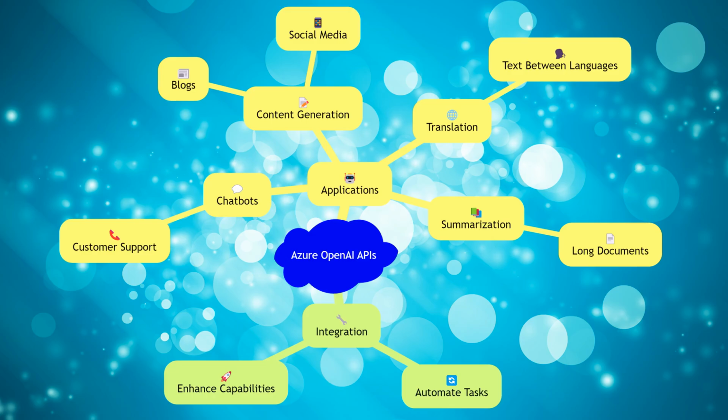Azure OpenAI APIs can be used in a variety of practical applications. For instance, they can power chatbots that provide customer support, generate content for blogs or social media, translate text between languages, and summarize long documents. By integrating these APIs into your workflows, you can automate repetitive tasks and enhance the capabilities of your applications.